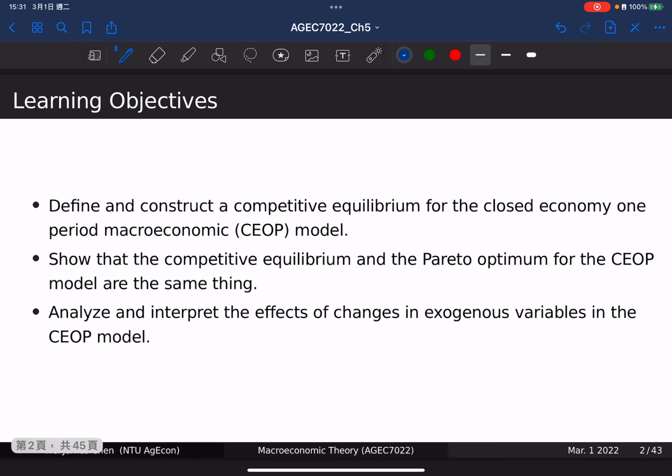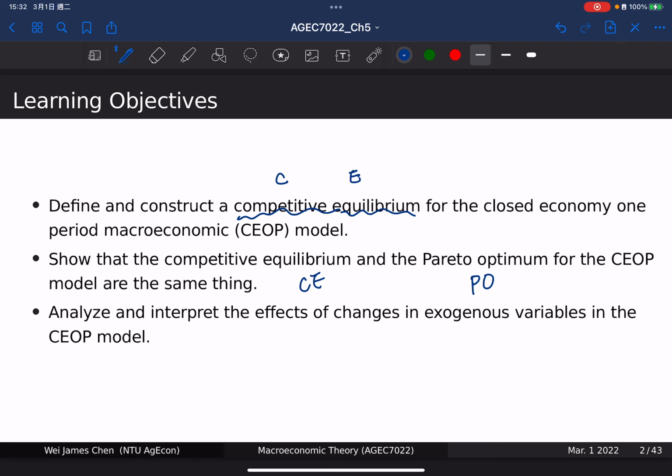The learning objective here is that we're gonna combine the consumer and the firm from the previous chapter and show you how to construct a CE. CE stands for competitive equilibrium. We will first define what a competitive equilibrium is and tell you how to construct it in this model. And we're going to show you that CE here and PO here are actually the same thing. PO stands for Pareto Optimal.